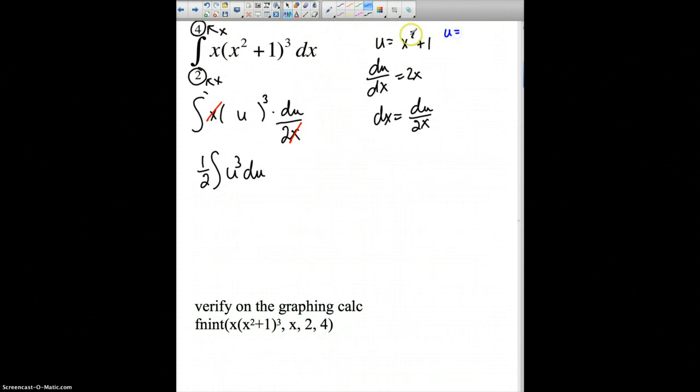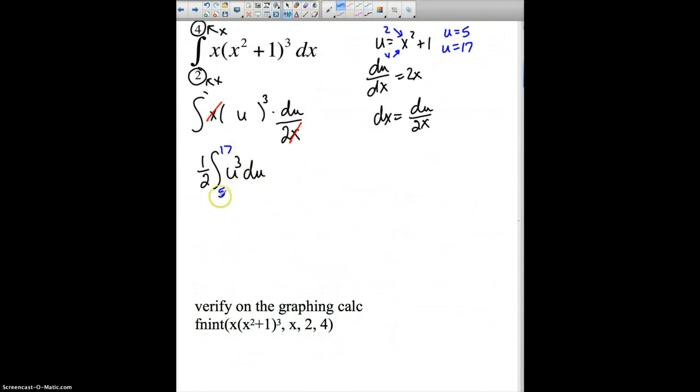When you put in 2, one of our limits, 2 squared plus 1 gives us a value of 5. So when x is 2, u is 5, so we can put a 5 here. And then the upper limit is 4, so put the 4 in. 4 squared plus 1 is 17. So we can integrate.